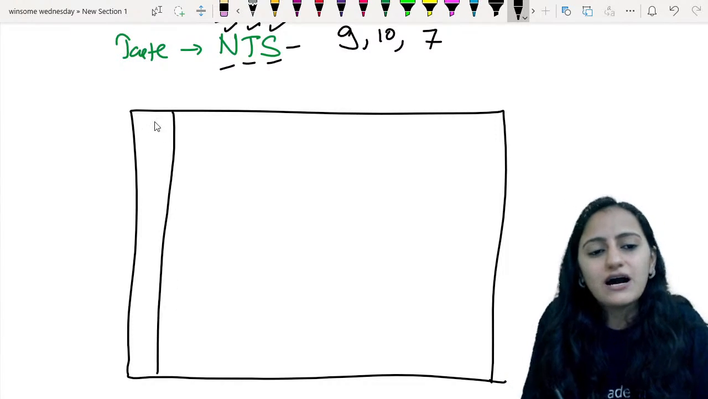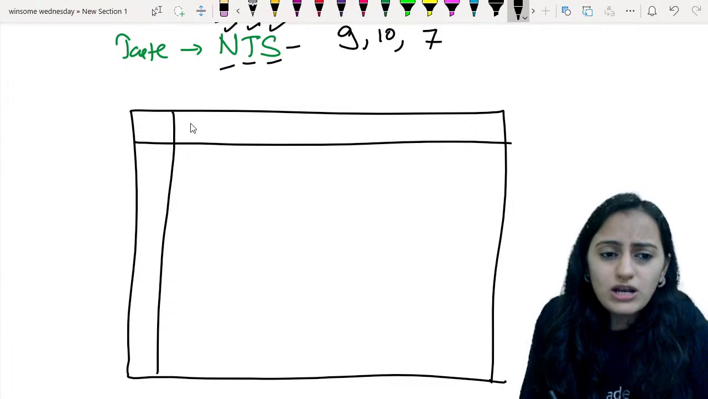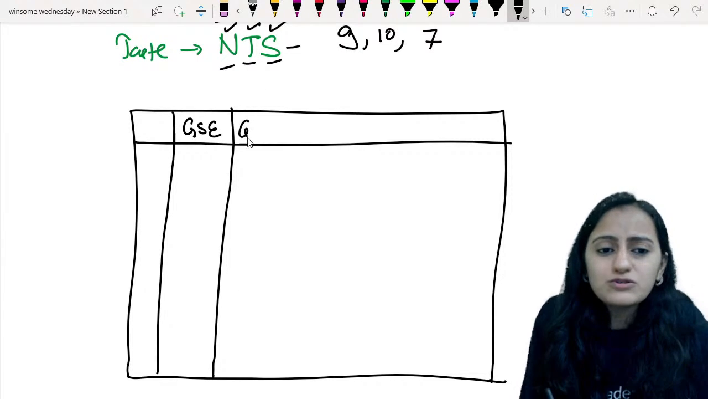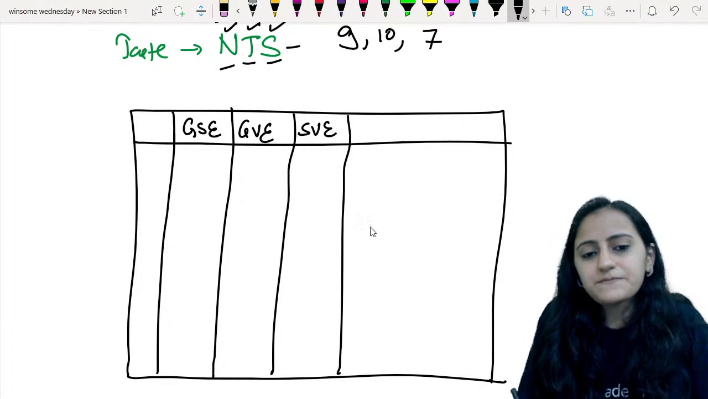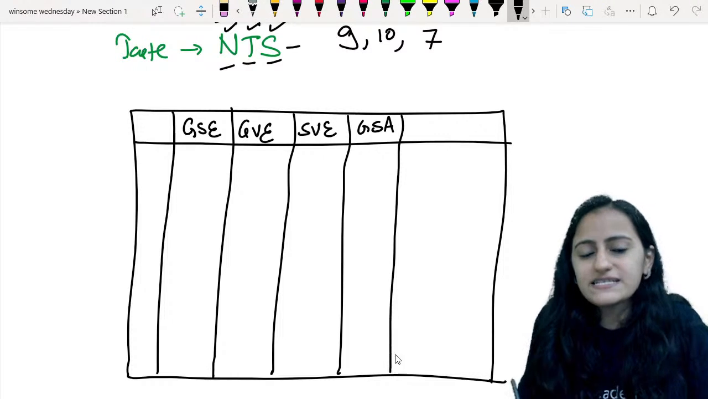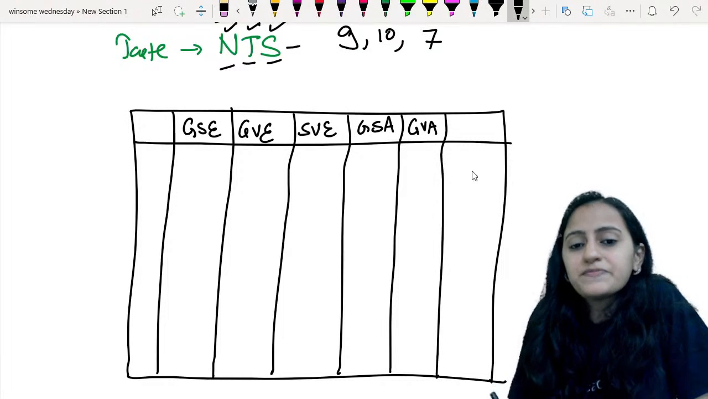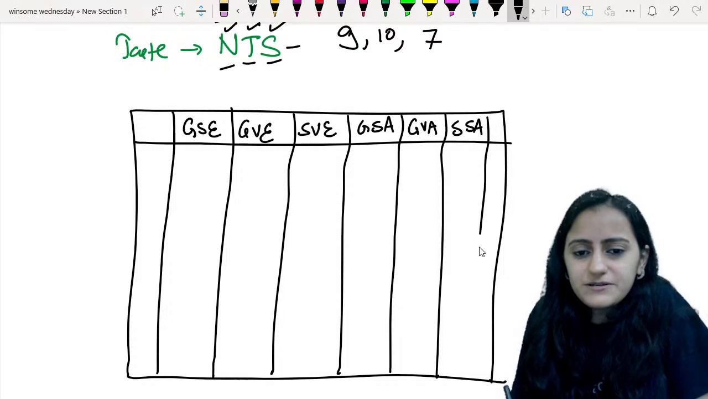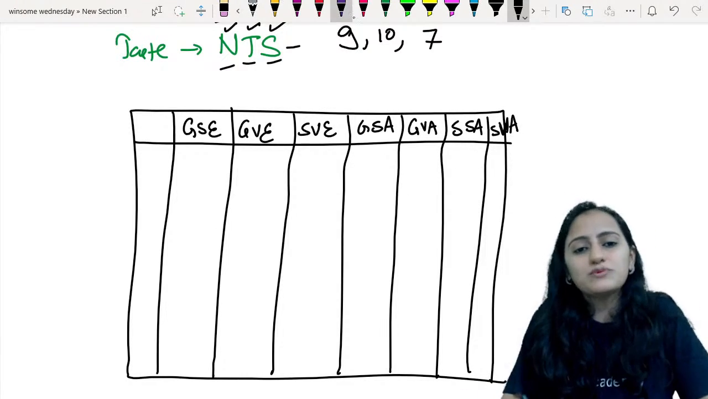Let's make a table and we write down your cranial nerves. We write down the columns. What columns? General somatic efferent. We write down general visceral efferent. We write down special visceral efferent. We don't have special somatic efferent. We have general somatic afferent. We have general visceral afferent. What else do we have? Special somatic afferent. And we have special visceral afferent.